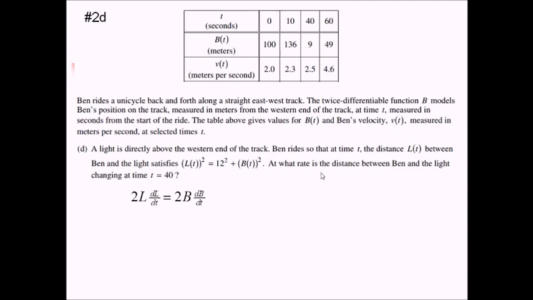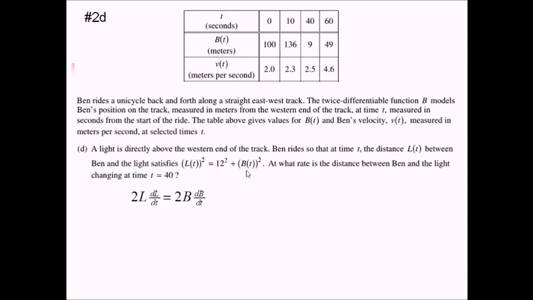And if we want to know the rate at which the distance between Ben and the light is changing, we're looking for dL over dt. That means we need to figure out values to plug in for L, B, and dB over dt. Well, let's start with the easy ones. Everything with a B in it is represented in this table up here. Now, they told us that time equals 40. That's the time this problem is being asked.